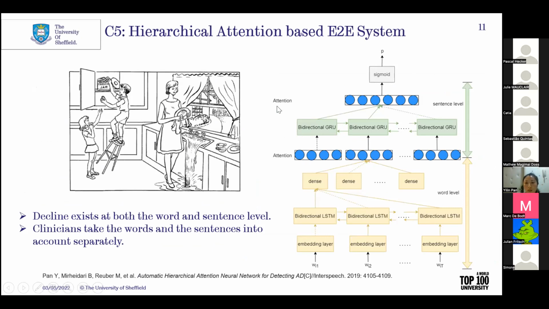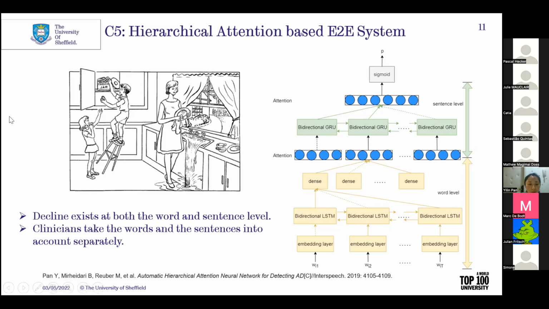proposing a hierarchical attention-based end-to-end system for dementia detection. As shown in the slide is a very popular picture in dementia detection. It is named the Cookie Theft picture, and the people having a mental health problem or memory problem need to describe this picture, and their audios are recorded, and the audios are also transcribed into text for analysis.